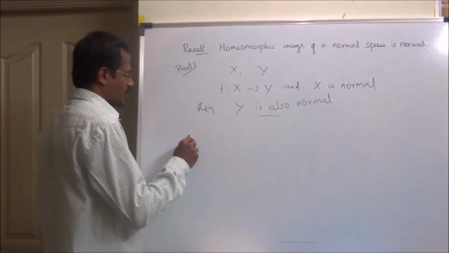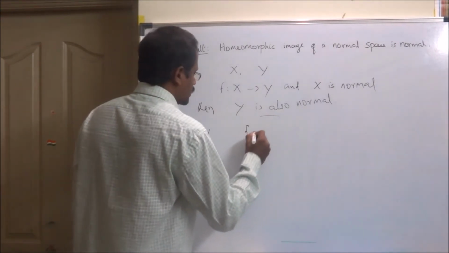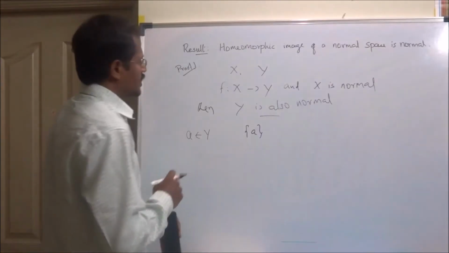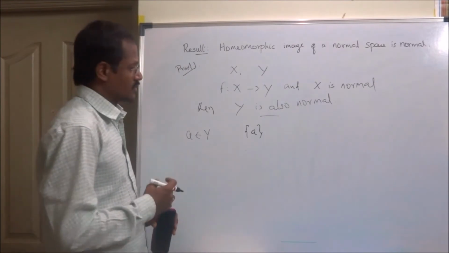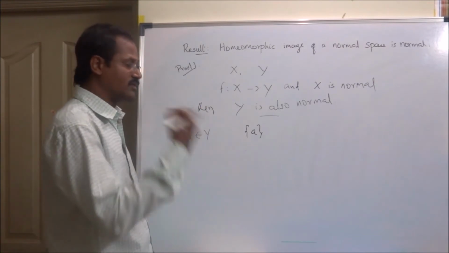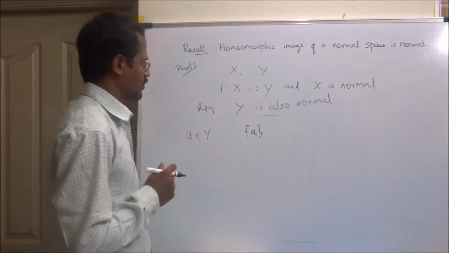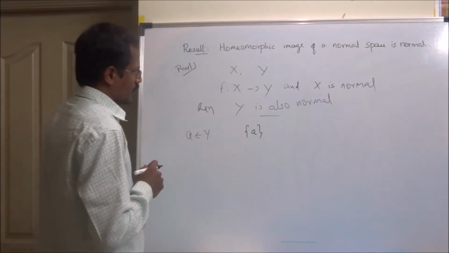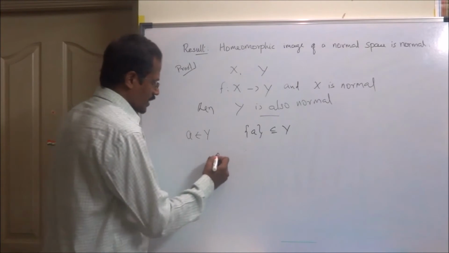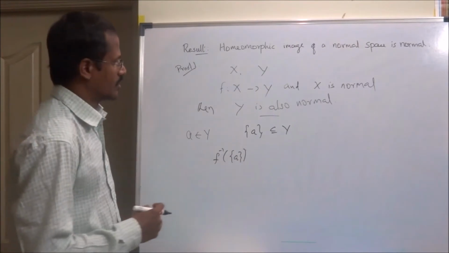So consider an arbitrary point a in Y. Consider the singleton {a}. We need to verify whether every singleton set is closed in Y or not. Since f is a homeomorphism, basically it is a one-one onto map, and f is continuous and its inverse is also continuous, or in other words, f is an open map as well as a closed map. Now singleton {a} is a subset of Y. Consider f inverse of {a}.